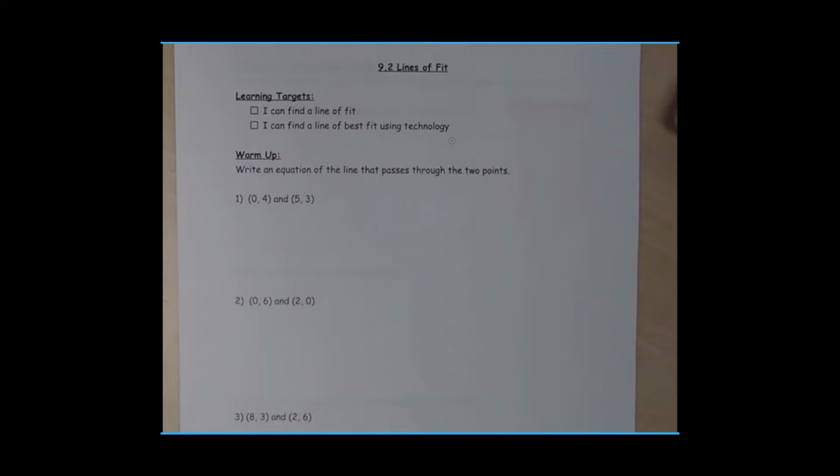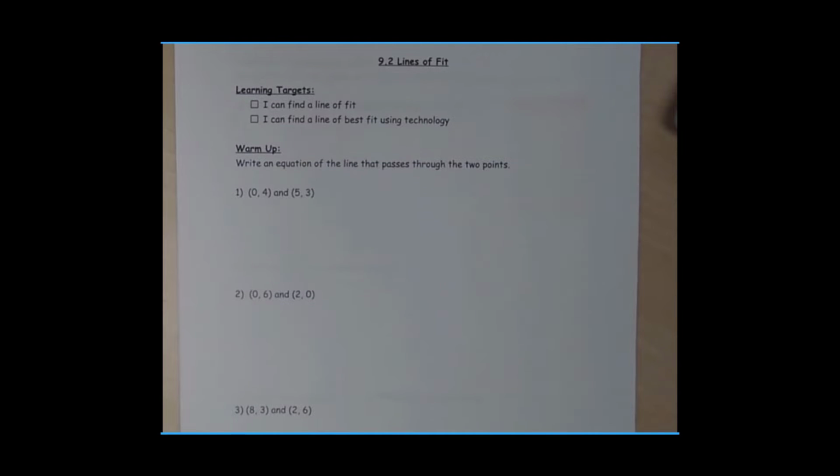Today we're going to take a look at 9-2 lines of best fit. So we're going to figure out what a line of best fit is, and then you'll have an opportunity to look a little bit ahead to figure out how to do that with technology. First thing I'd like for you to do is go ahead and do your warm-ups. Hit pause and then play to continue.